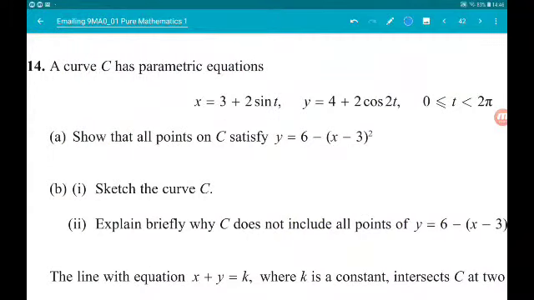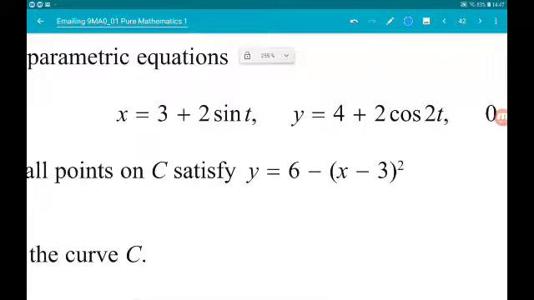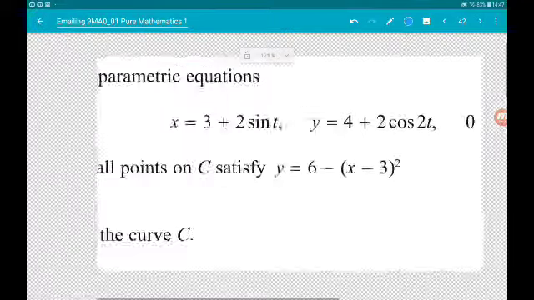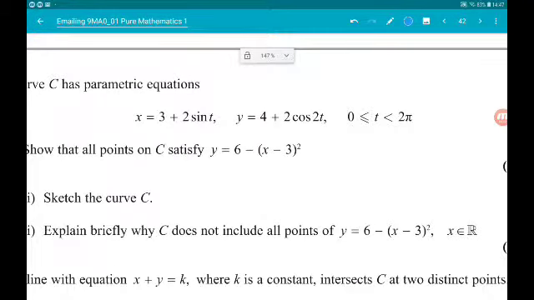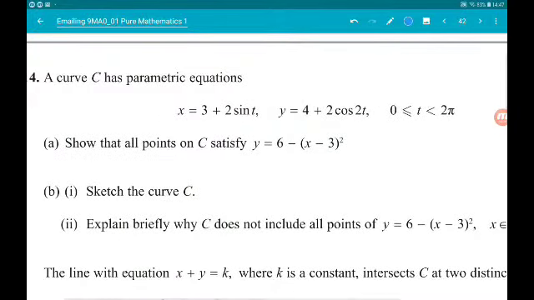Okay, question 14. We have parametric equations. So curve C has parametric equations x is equal to 3 add 2 sine t, and y is equal to 4 add 2 cos of 2t, where t is between 0 and 2 pi. Part A wants us to show that all points on C satisfy y is equal to 6 minus (x minus 3) whole squared. Now it's only 2 marks, that seems pretty stingy to me, but there we go.